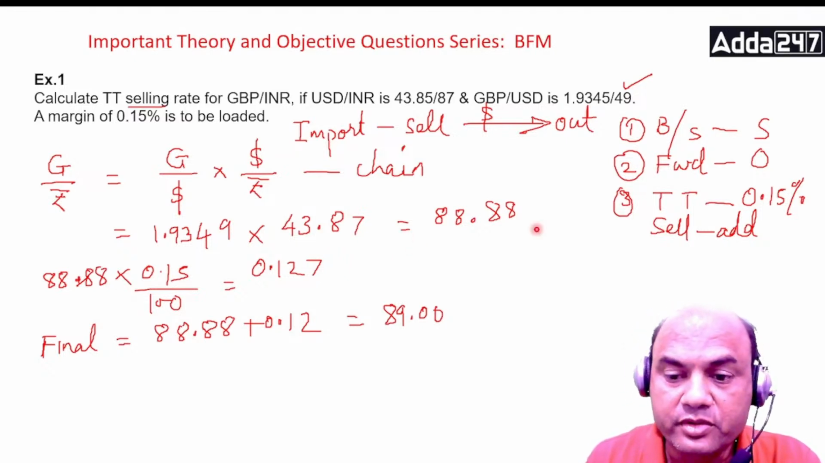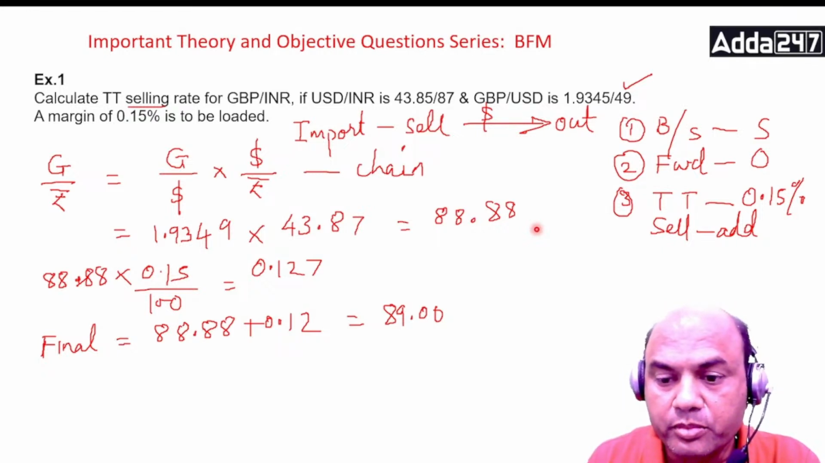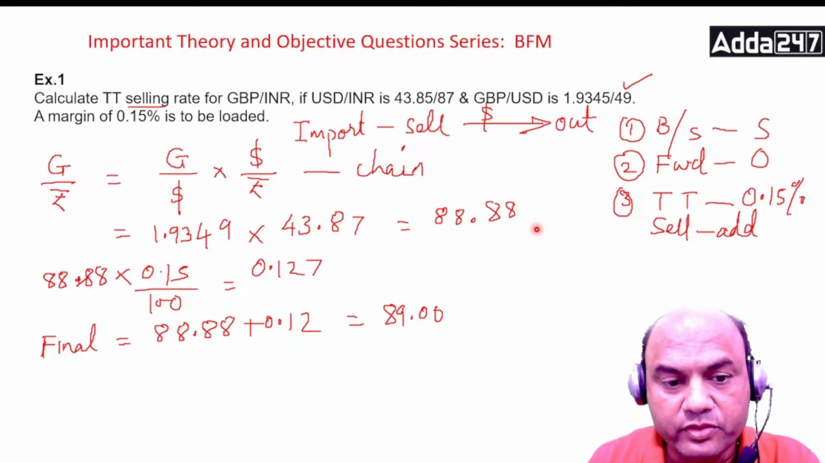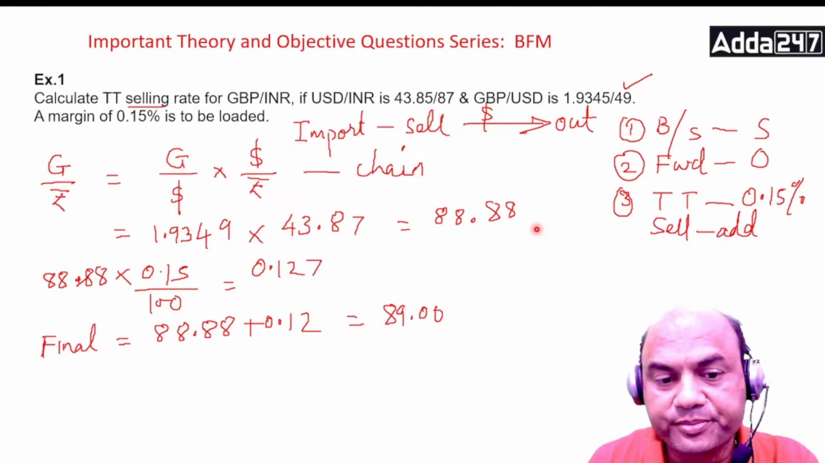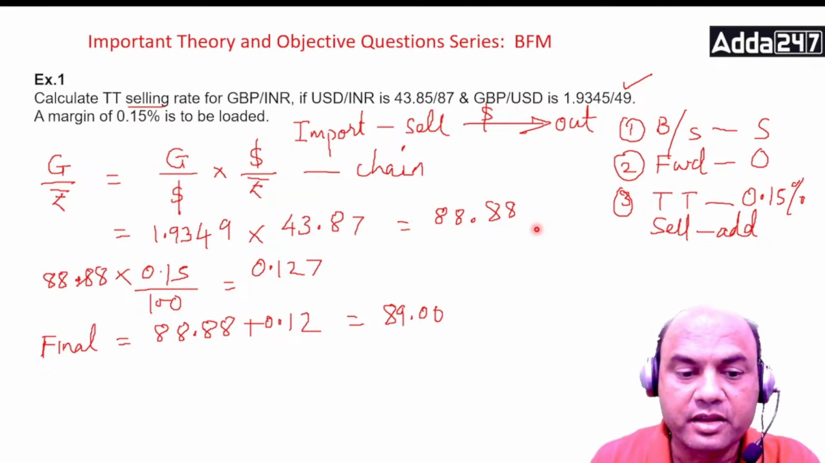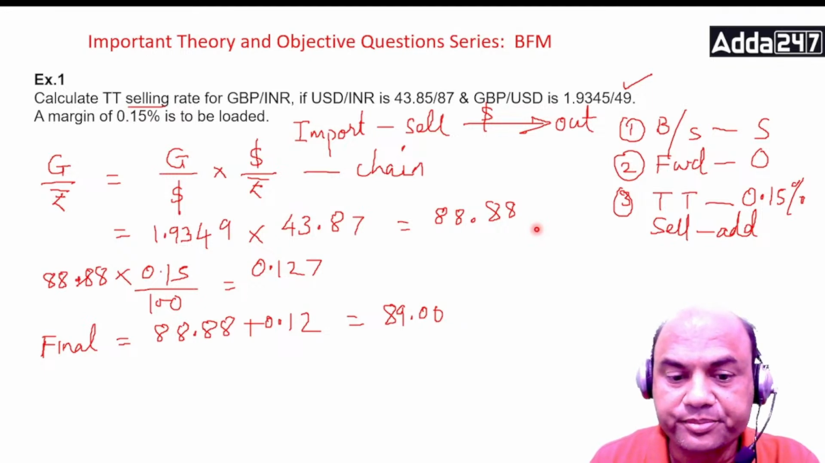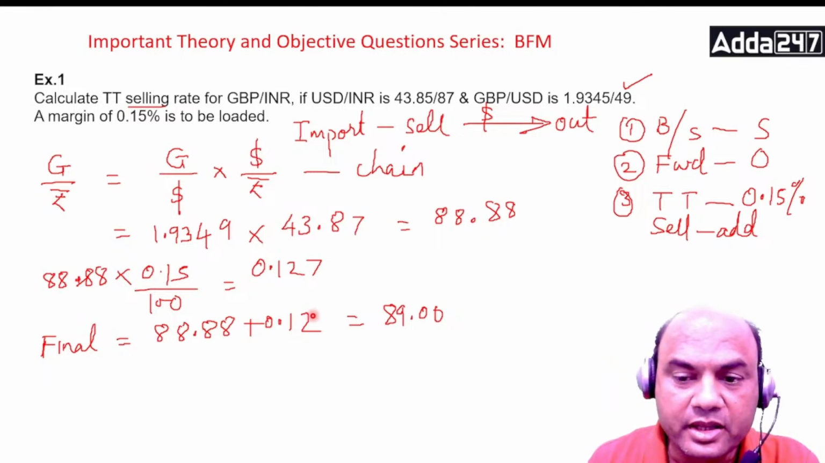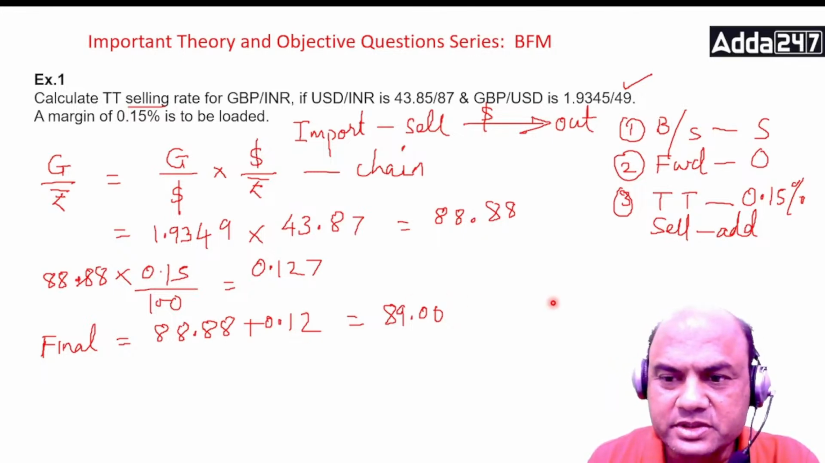Okay, so let me check. You also check it. 88.88 into 0.0015. Yeah, I'm getting this as 0.13. Are you getting 0.13? I'm getting 0.13, so that's okay. 0.1312 is okay. Even if you get this as 0.13, you can do it the same way.